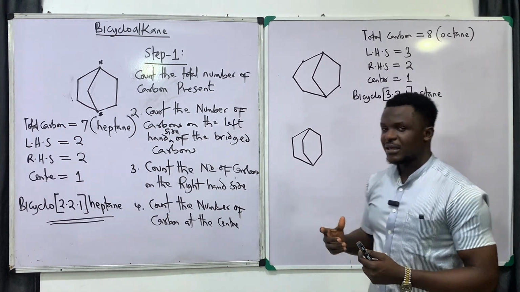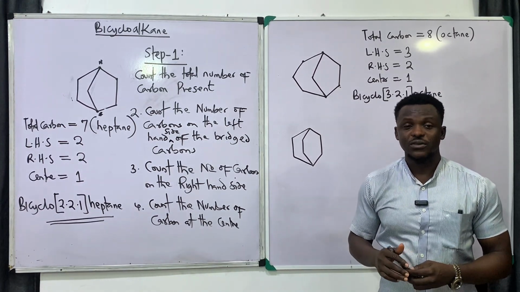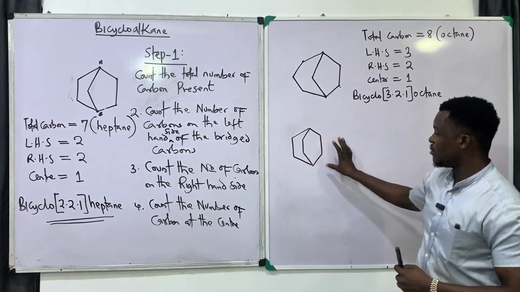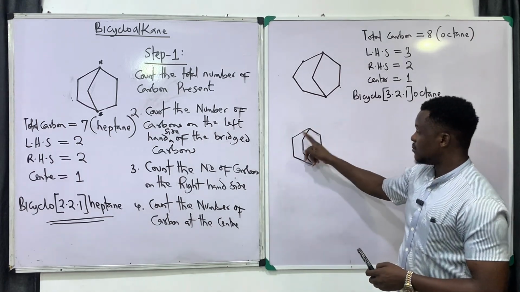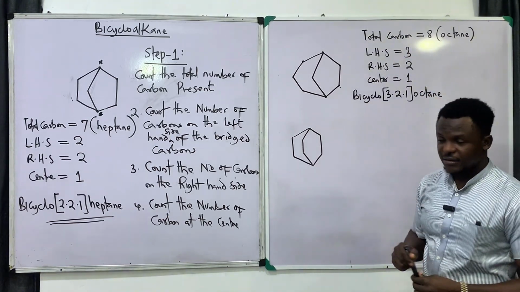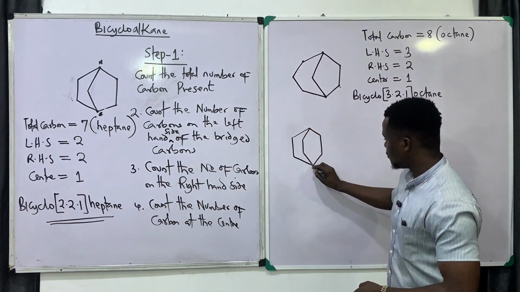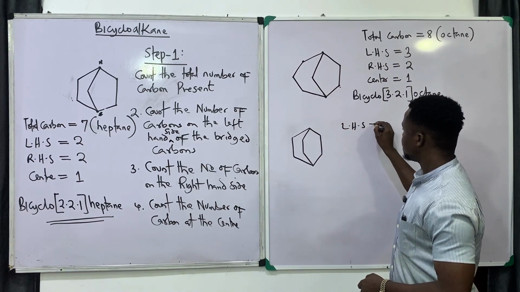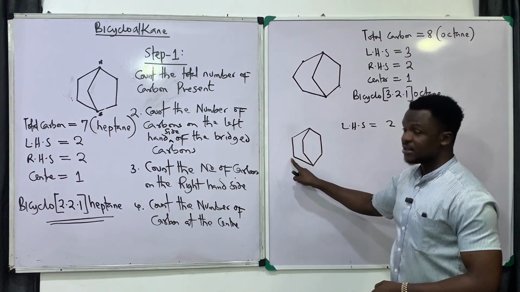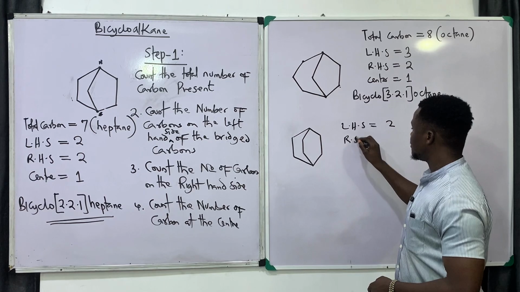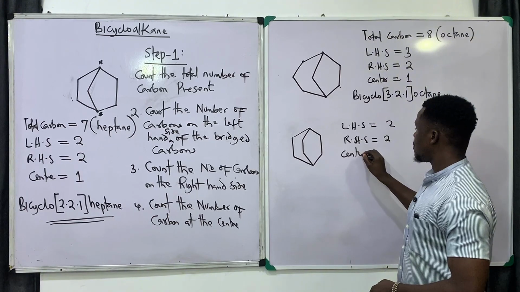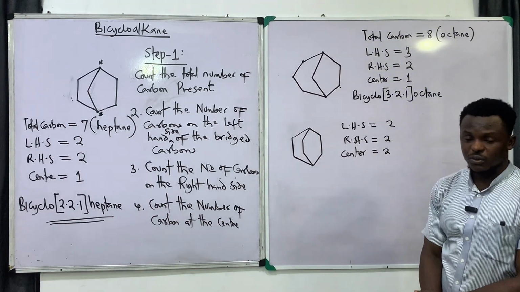Okay, so now we're going to look at a case where the name will be given to us and I expect us to draw the structure, right? So let's solve for the second compound here. Now, if you look at the total number of carbons present here, this is 1, 2, 3, 4, 5, 6, 7, 8. Total number of carbon is 8. Now, this is the bridge carbon. Left hand side is 1, 2, 2 carbons at the left hand side. Remember, this point represents carbons. Now, right hand side equals 2 as well. Center equals 2.